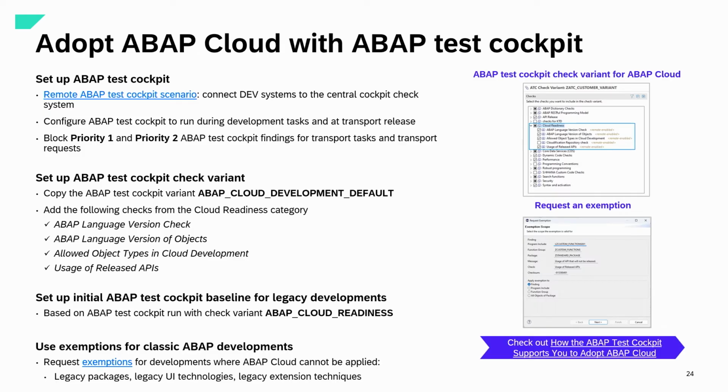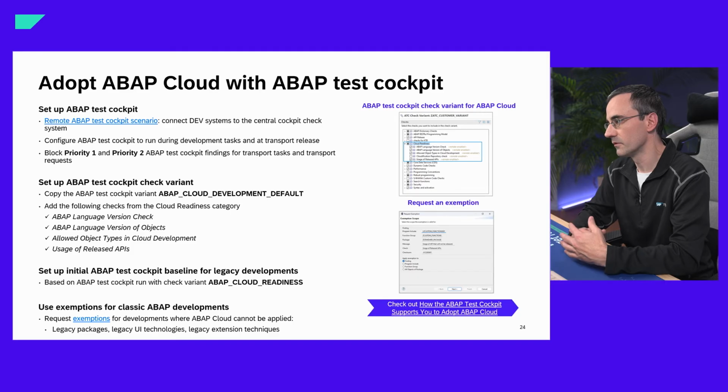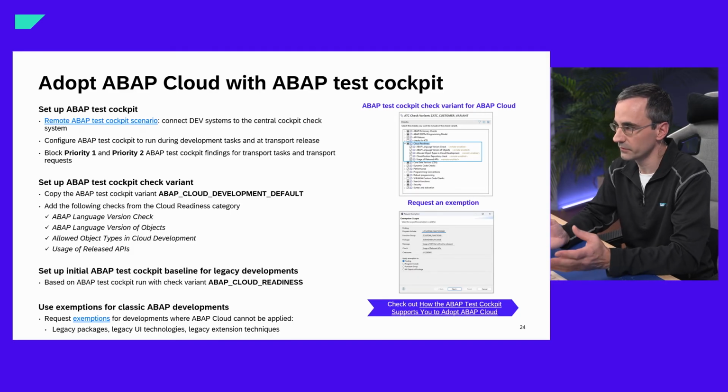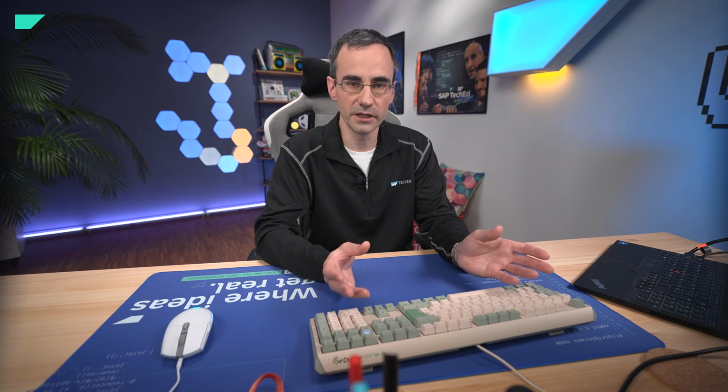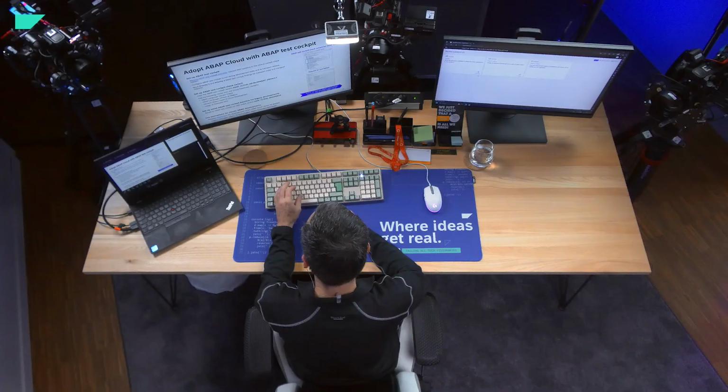And this way, you can iteratively, also for single packages, single pieces of coding, single applications you've built, step by step address this and reduce any violations of the ABAP Cloud Development Guidelines. So this is a very valuable tool for really getting there in terms of Clean Core extensibility.